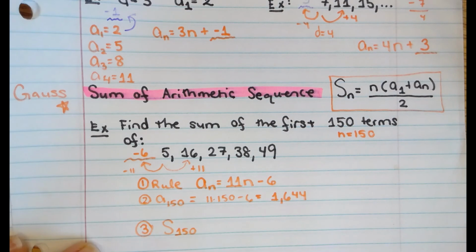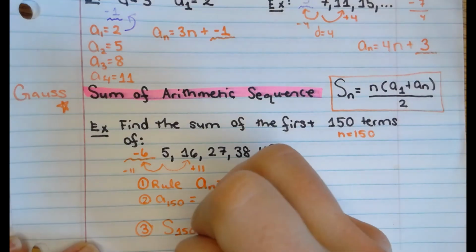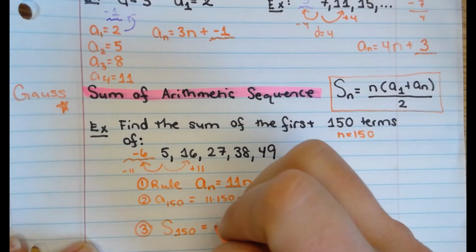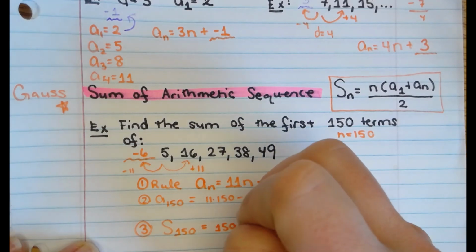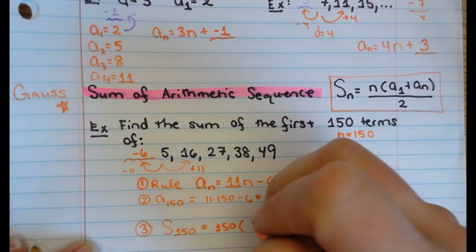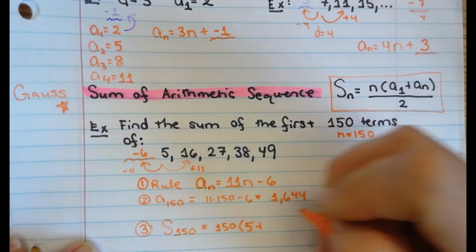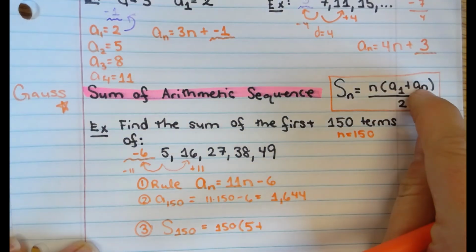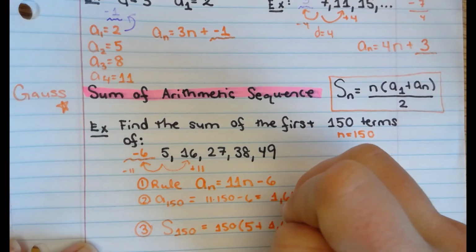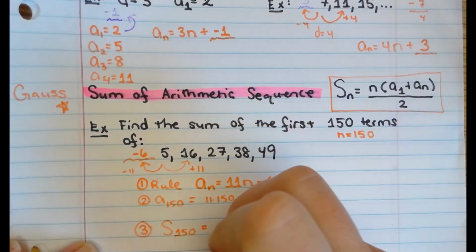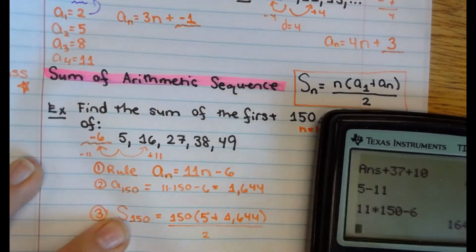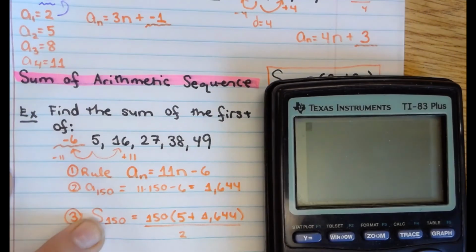Okay, and then the third thing is that they wanted the sum of the first 150 terms. So according to the formula, we're doing 150 terms. The first term was 5. The 150th term was 1,644. And then we divide it by 2. Okay, and I'm just going to type that straight into the calculator.